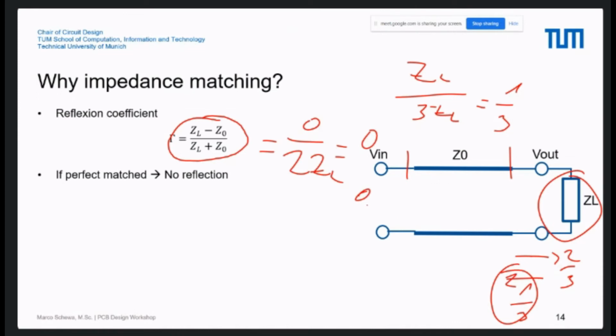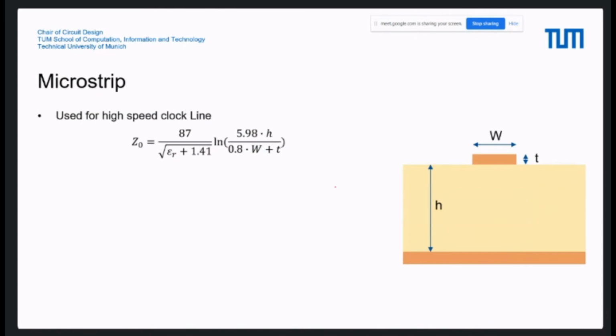Because normally your source cannot receive energy, or is not built to receive energy. So this is one example of a microstrip. If we have here our PCB, let's say FR4, here we have a background, and here's our line or a trace. Then the impedance can be calculated with this formula.